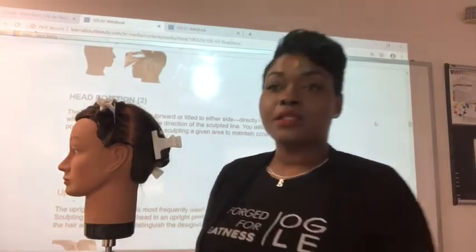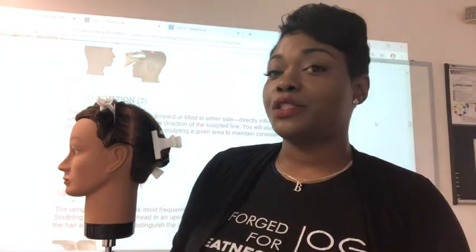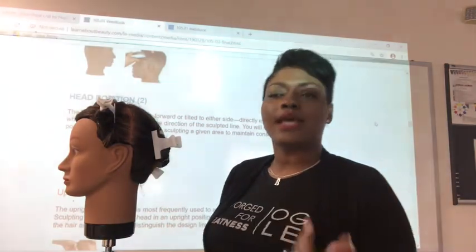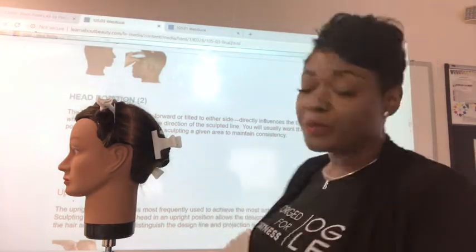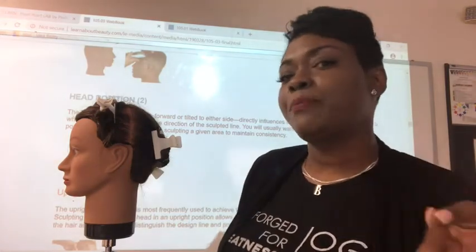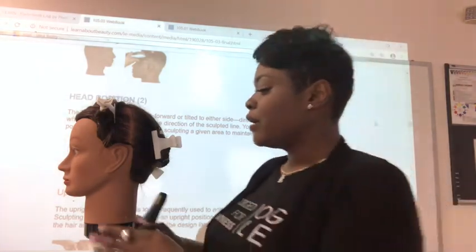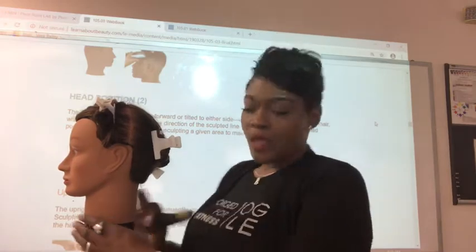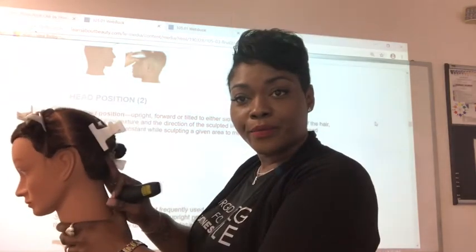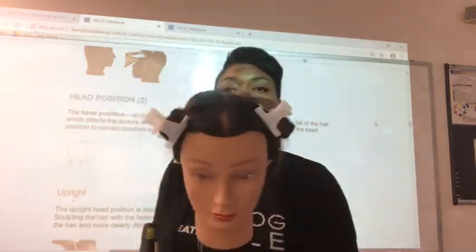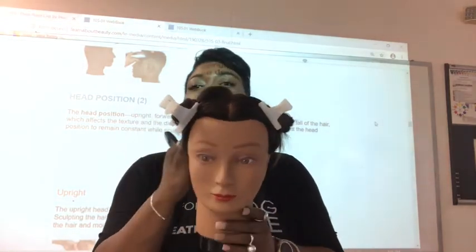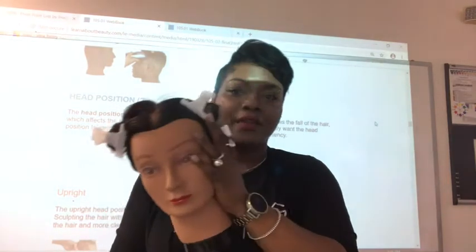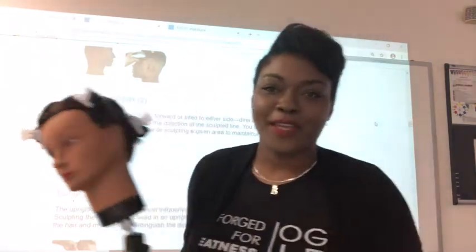So we've already discussed the first sculpting procedure, which is section. Let's move on to the second sculpting procedure, which is head position, okay? There are 3 head positions for you to identify. The first is upright, the second is forward, and also there's tilted, which would be the head from one side or the other. Not trying to rough handle Debbie, okay?